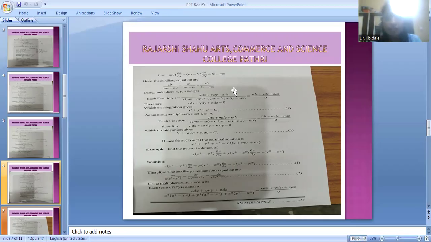Therefore, x dx plus y dy plus z dz is equal to 0. Integrating, we get x square plus y square plus z square is equal to c1. This is equation number 1.